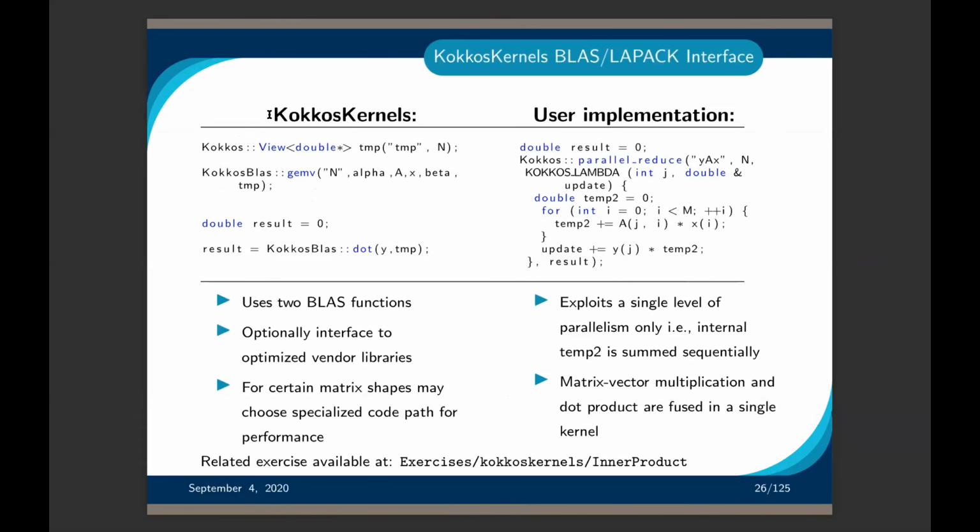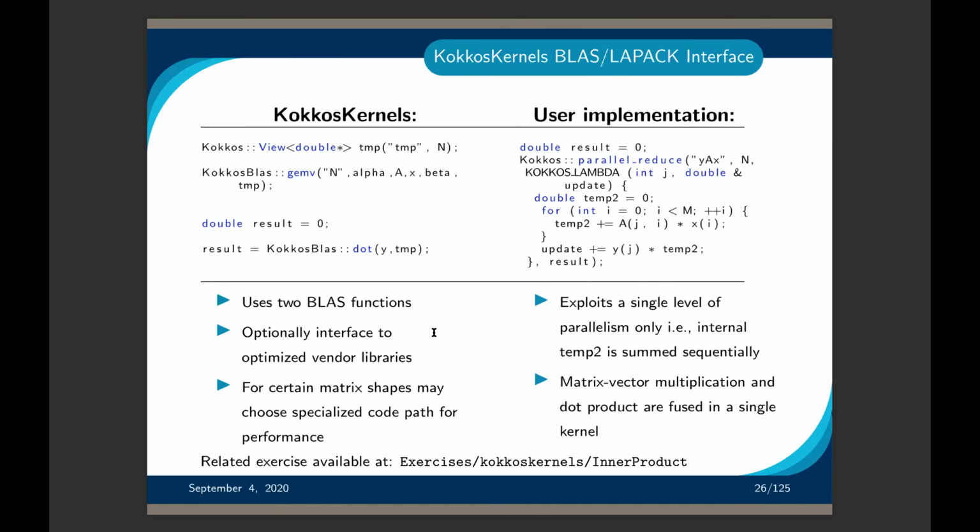So this is the Kokkos Kernels version, and we just created a temporary vector here and then called the GEMV, and then we want the result on the host, so we just call the dot product. And this is the previous implementation.